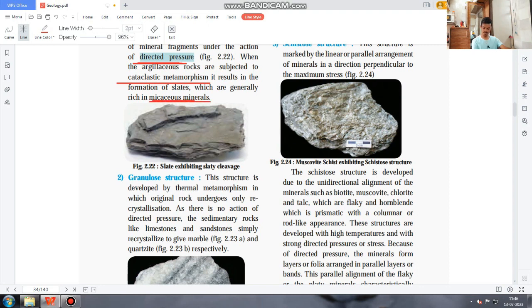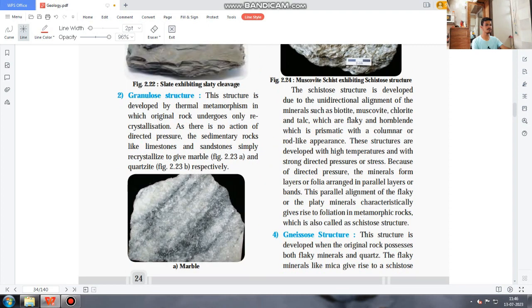Next, granular structure that develops due to thermal metamorphism, which undergoes recrystallization. Limestone and sandstone simply recrystallize to marble and quartzite. So this is thermal.